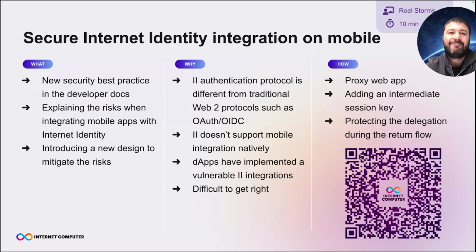All right. So yeah, I'm Roel Storms from the Product Security team. And I'm here today to present one of the newest security best practices that we have written and published on the Dev portal. This one is on how to securely integrate mobile applications with Internet Identity, which apparently was pretty tricky to do once we started researching it. So that's why we wrote it down. It explains the risks when doing so, and it also introduces a new design that can mitigate these risks.